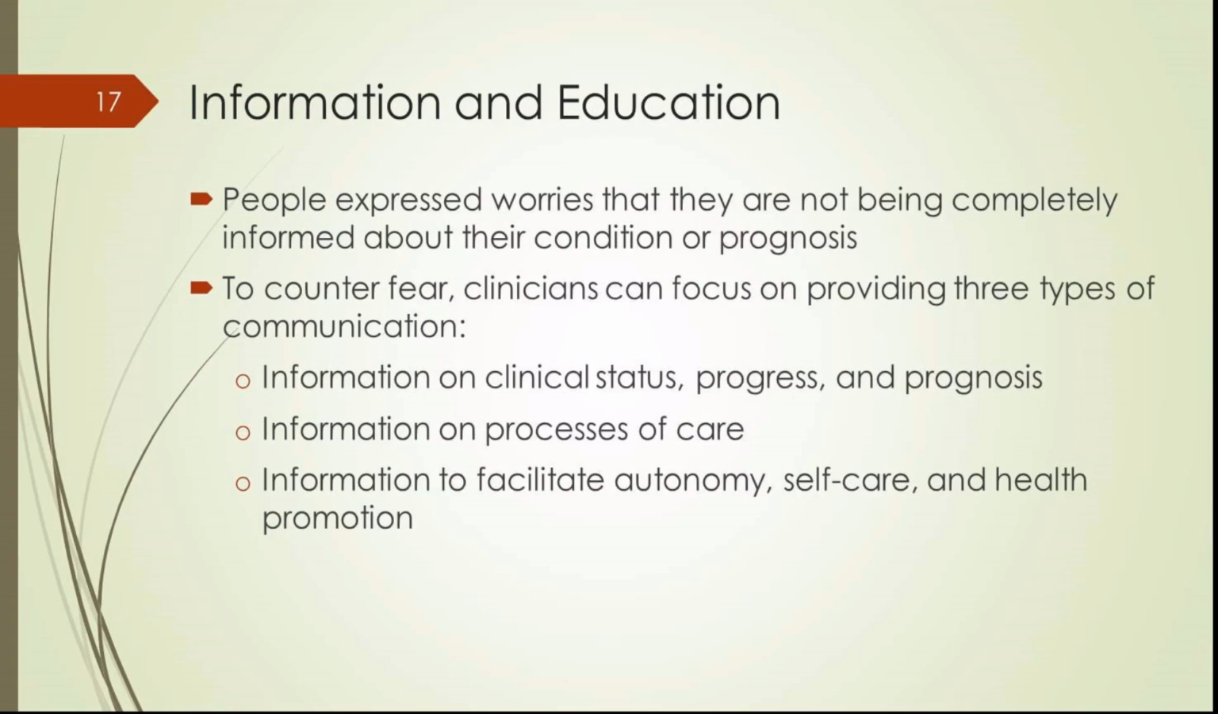Information and education within person-centered care means the participant expresses their worries about not being completely informed about their condition or prognosis, and we try to eliminate those. To counter this type of fear, clinicians can focus on providing 3 types of communication: information on clinical status, progress and prognosis, information on processes of care, and finally, information to facilitate autonomy, self-care, and health promotion. Each is important.